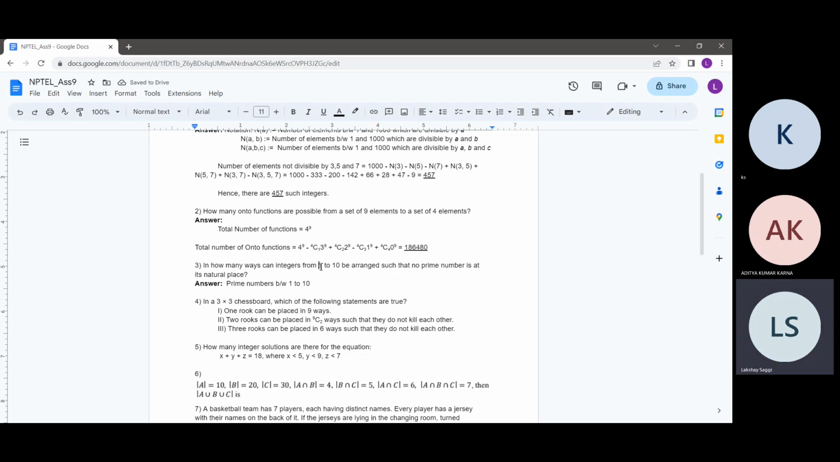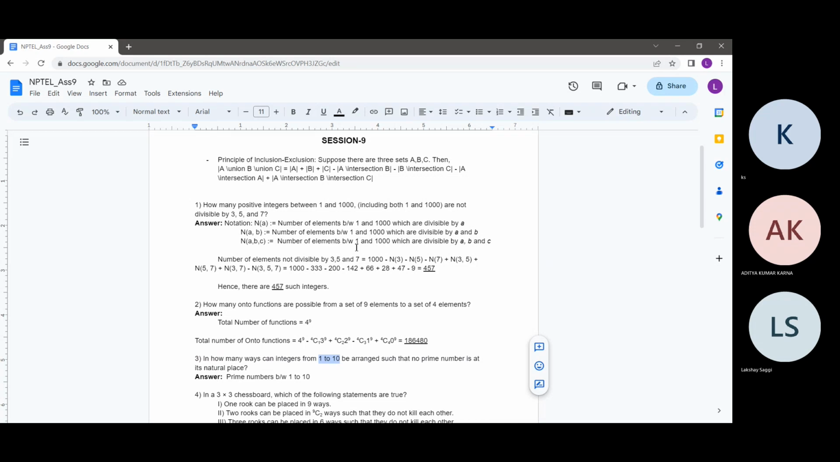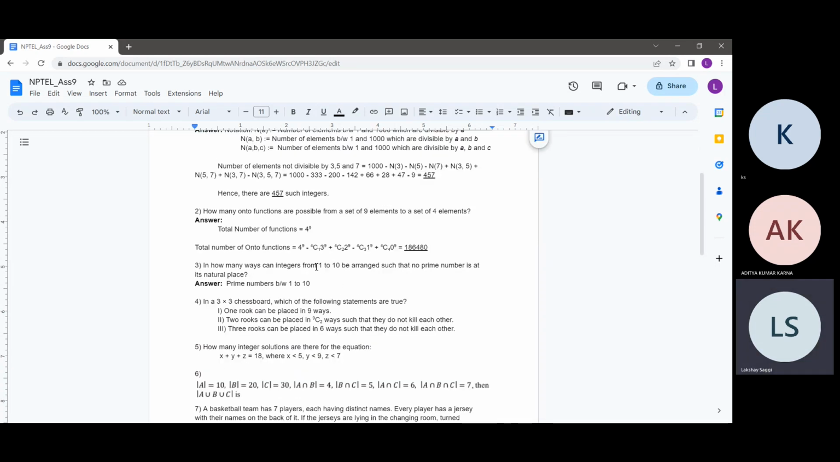Some notation: integers from A to B means the range also includes the endpoints, like A and B both are also included. So just keep that in mind. Like here in integers between 1 and 1000, it's explicitly said, including both 1 and 1000. But if it does not say, like here it does not say whether 1 and 10 are included or not, by default you can assume that both endpoints are included.